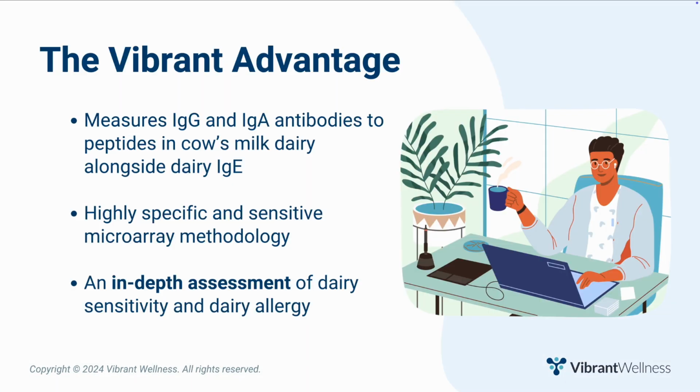In summary, the dairy zoomer uses highly specific and sensitive microarray methodology to measure IgG and IgA antibodies to peptides in cow's milk dairy, and also includes dairy IgE, providing an in-depth assessment of dairy sensitivity and allergy.